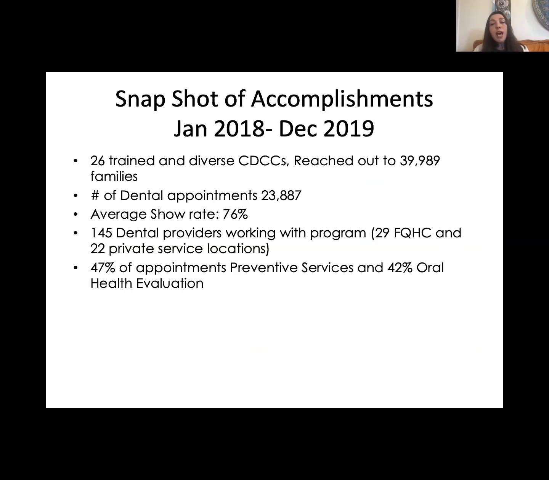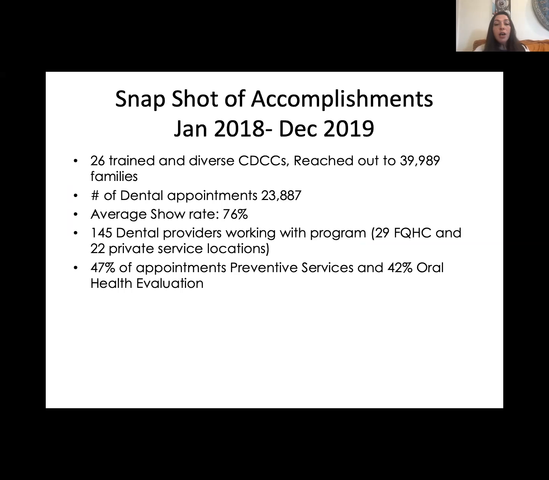Just a snapshot of accomplishments. As I was communicating with Alameda County Department of Public Health, 26 trained and diverse CDCCs have reached out so far to about 40,000 families. Out of that, 24,000 dental appointments have been made. Average show rate is about 76%.